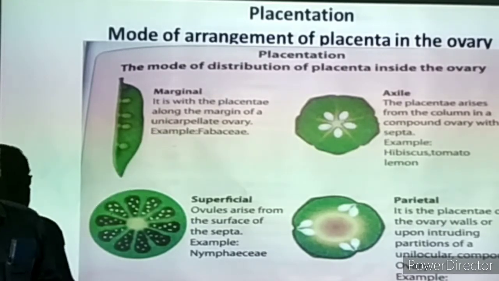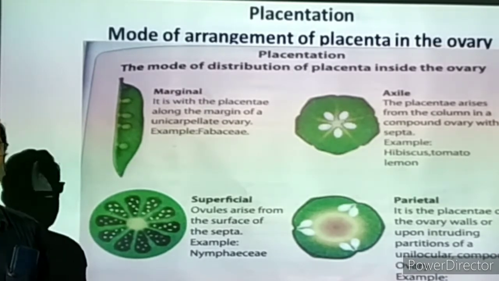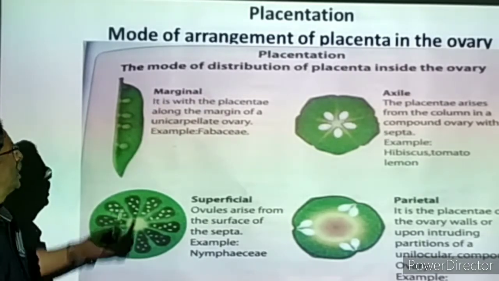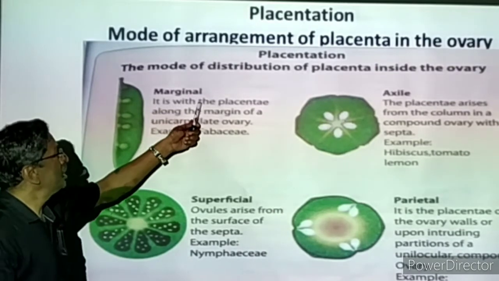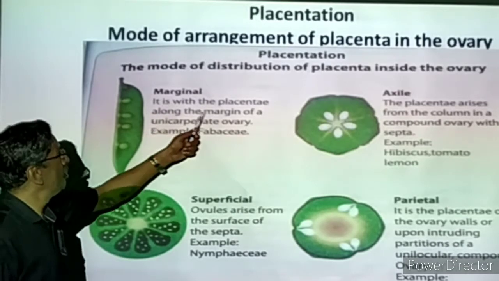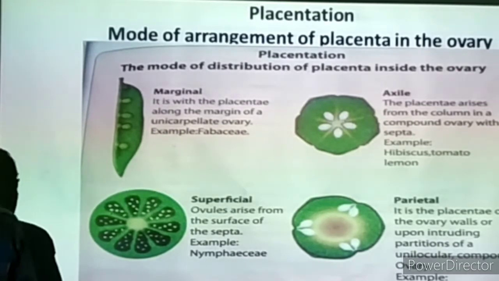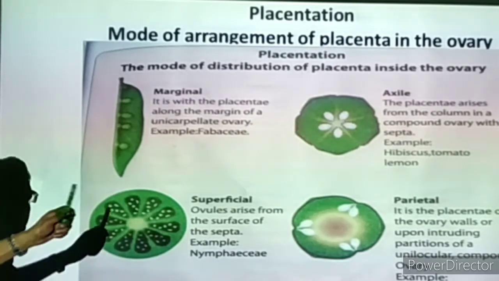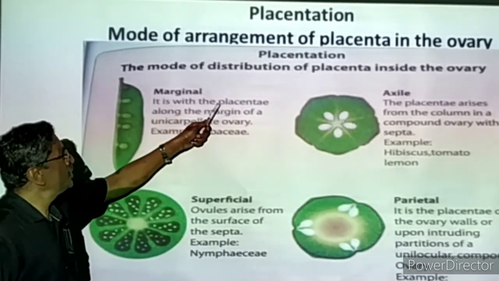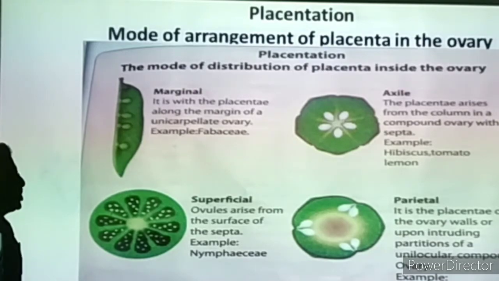That is, if the placenta and the ovules are arranged at one side or one margin of the ovary, then it is called marginal placentation. It is with the placentae, placenta singular, placentae plural, along the margin of the unicarpellary ovary. So the ovary should be unicarpellary. So in that, one margin will be there. Two margins will be there, but the ovules and placentae are arranged at one margin. That is the marginal placentation.